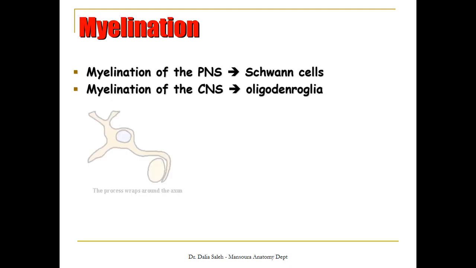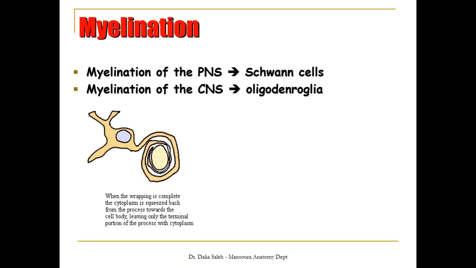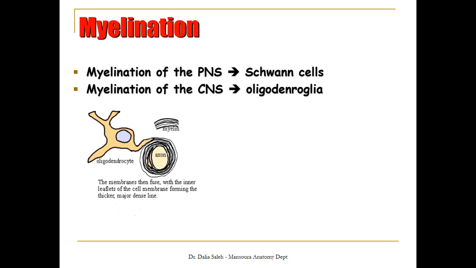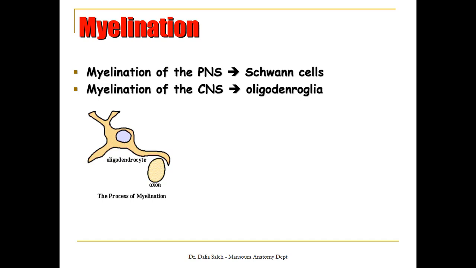while myelination of the central nervous system comes from the oligodendroglial cells. We have few processes. Each process will wrap around a different area or different axon. So the main difference between the Schwann cells and the oligodendrocytes is that the Schwann cells only myelinate single segments of the axon, while oligodendrocytes can myelinate many axons at the same time by these different processes.